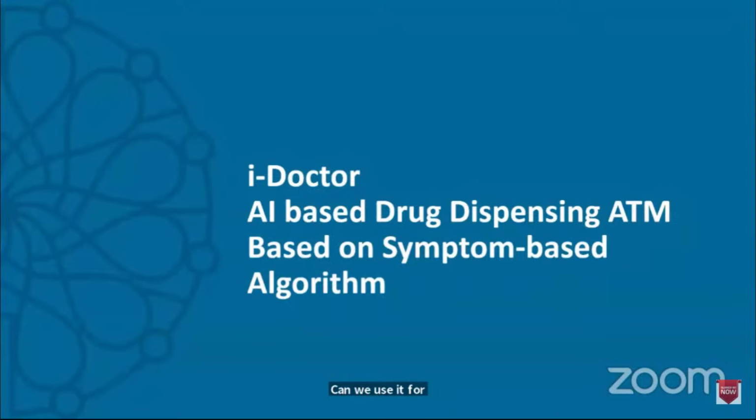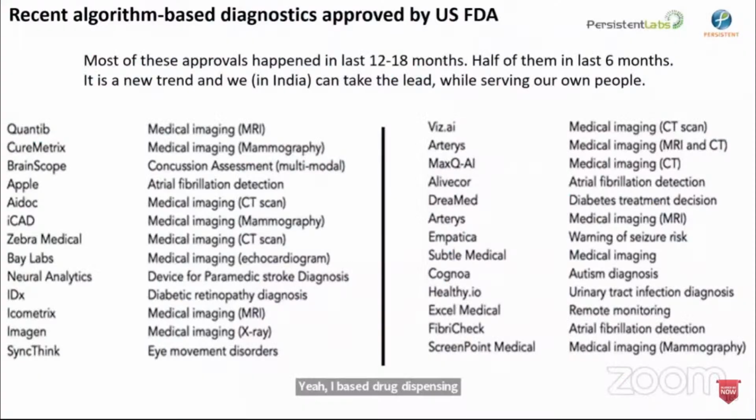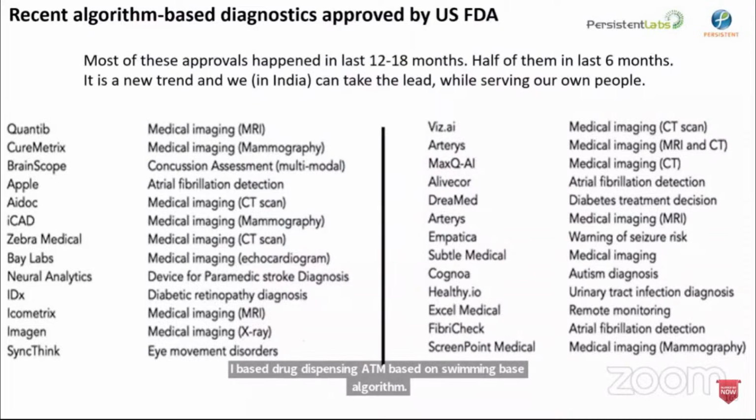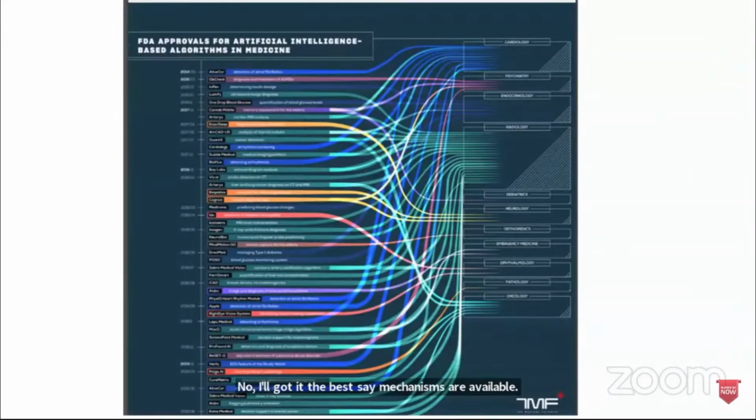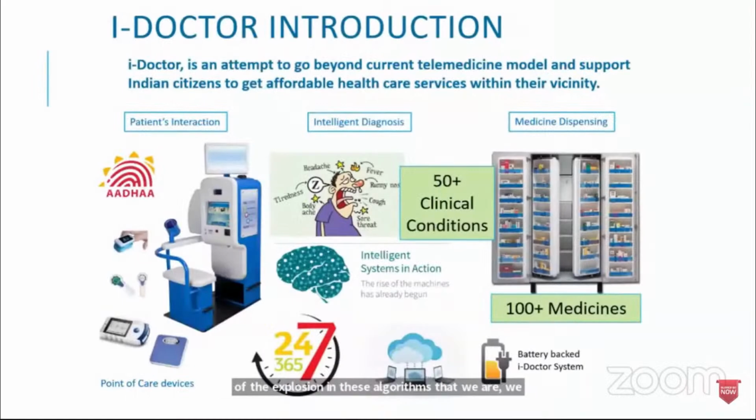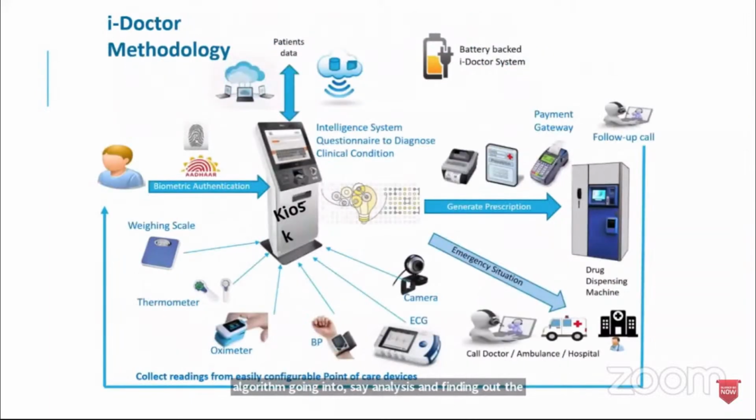Now, we have been using what is called Eye Doctor, an AI-based drug dispensing ATM based on a symptom-based algorithm. Algorithm-based mechanisms are available, and these are FDA approved. And if you can see, there's so much of an explosion in these algorithms. This one was a symptom-based algorithm that analyzes symptoms and finds out which drug to use, and we're using it for primary drugs.